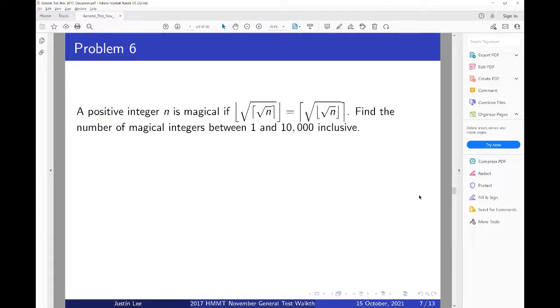Okay, in any case, we've got this equation in terms of floors and ceilings and square root, and we must find the number of such integers n that satisfy this. So let's break this down here. If we look at just this and this here, they're integers and they're 1 apart if n is not a perfect square. So that's our first observation.